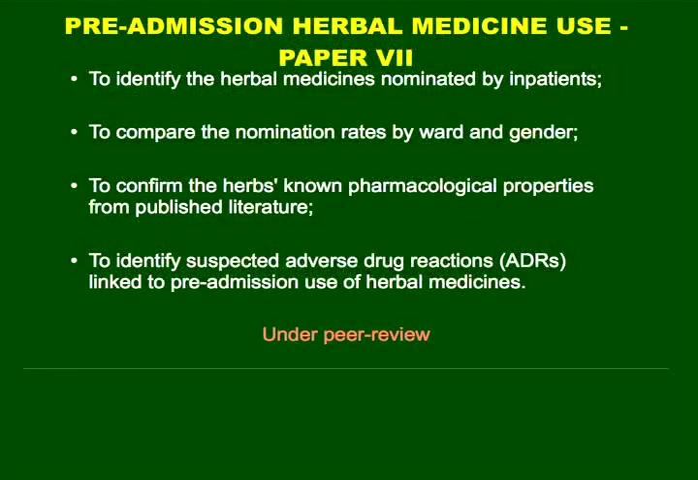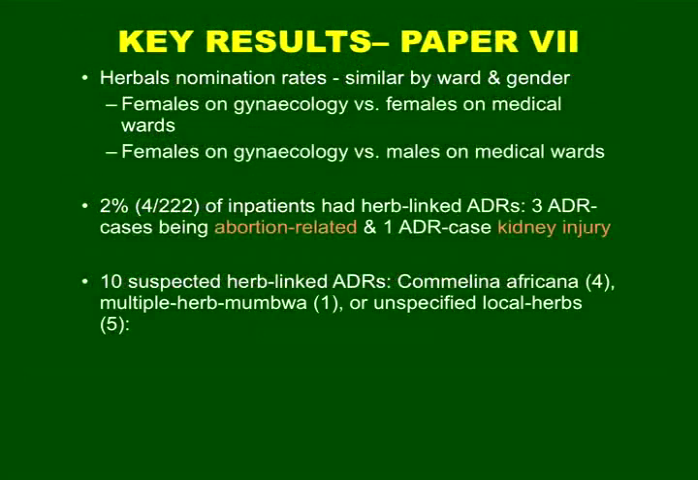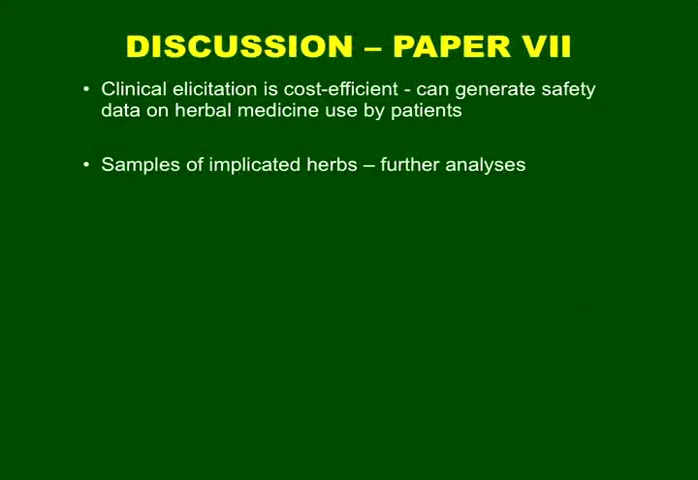The last paper assessed the use of herbal medicines and identified suspected ADRs linked to them. We observed here that 2% of inpatients developed a herb-linked adverse drug reaction, one being linked to kidney injury and the other to abortion. We conclude from this study that clinical elicitation was a cost-efficient method that can generate safety data on herbal medicine use.